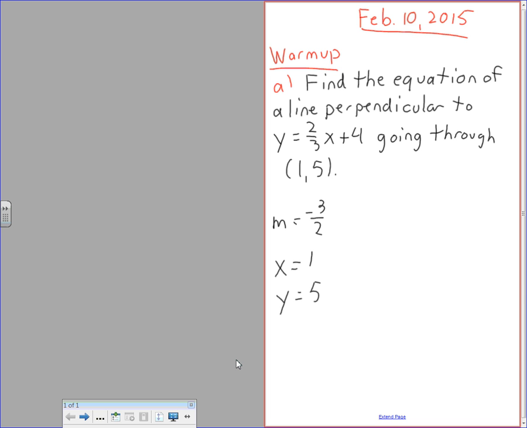Jessica, I'm picking on you. What's the standard equation of a line? Y equals mx plus b. So I'm going to write down y equals mx plus b, and then you're going to be brave and plug the numbers in, please. Go ahead.